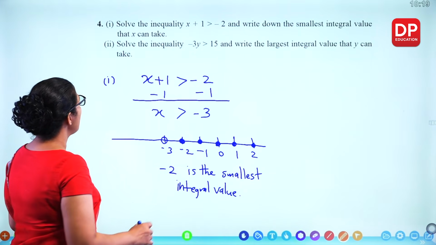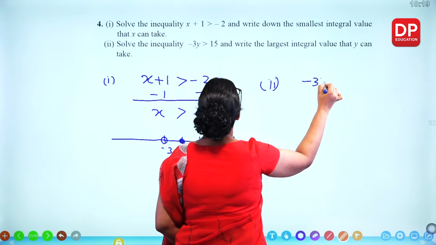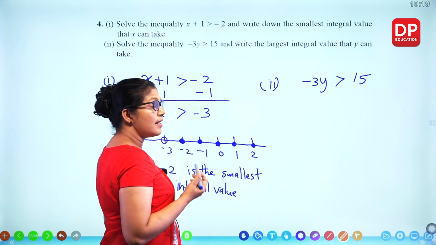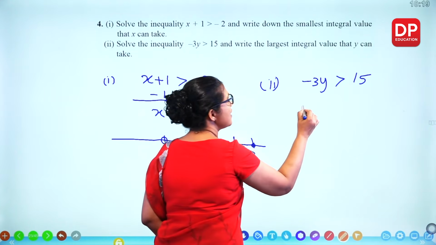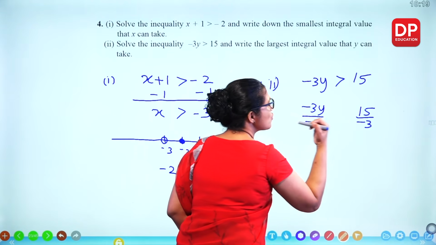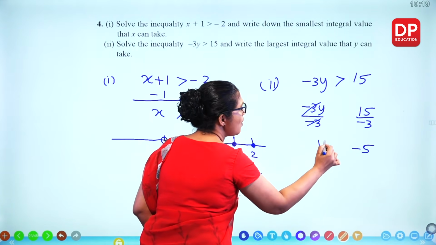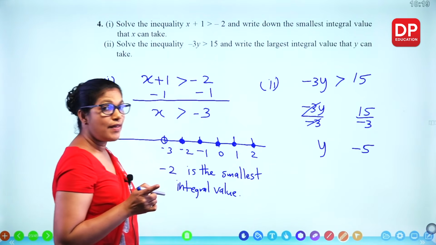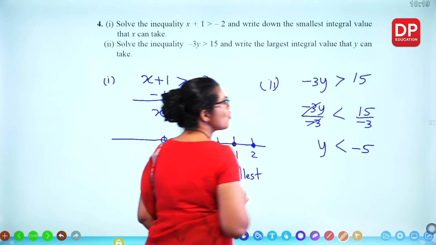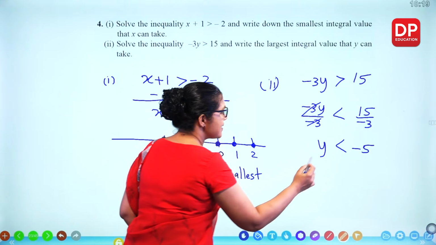What about the second part? It says minus 3y greater than 15. Okay, so here you have to divide by minus 3. So I'll divide both sides by minus 3. So 15 divided by minus 3 is minus 5. Minus 3 gets cancelled out. This is y. So we know that when you divide by a negative number, the sign changes. So you have to use the other way around. So y is less than minus 5.